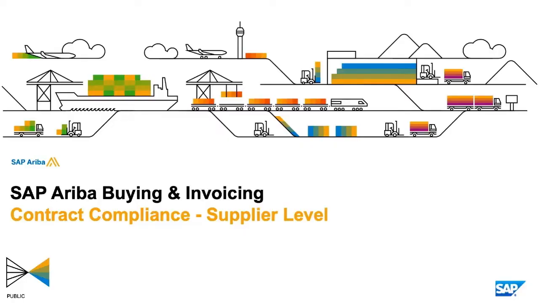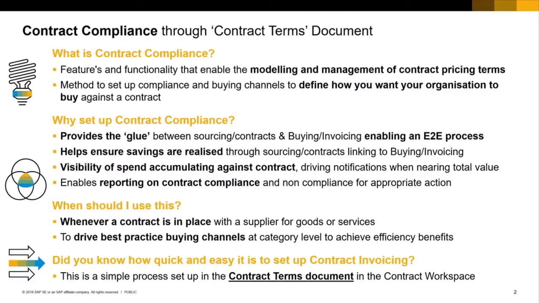Today we're going to build off the previous video, which was a contract compliance high-level overview, and look at supplier level contract compliance. Supplier level contract compliance, using the contract terms document, will allow you to track all spend for a particular supplier against that contract. Setting up contract compliance in the contract terms document provides the join between your contract management module and what you buy within your procure to pay module.